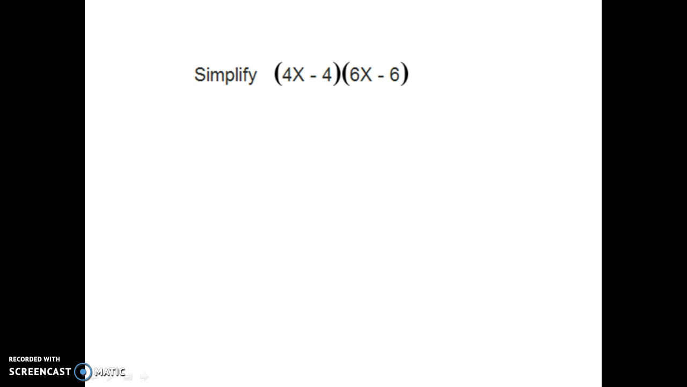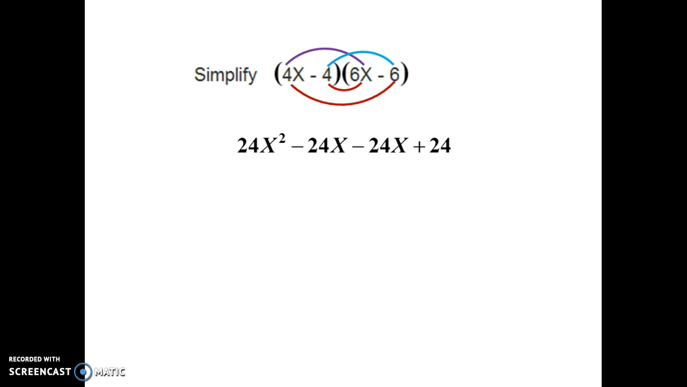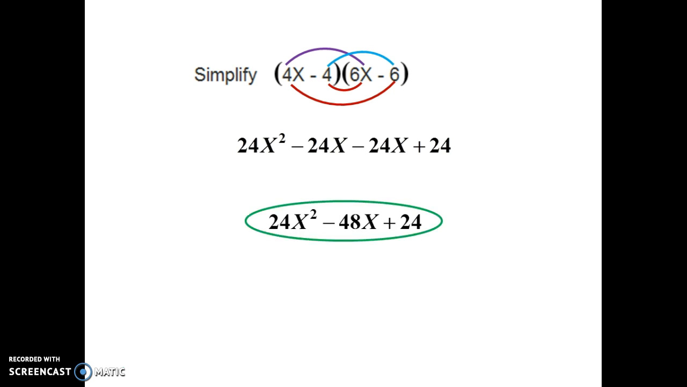Let's take a look here at the quantity 4x minus 4 times the quantity 6x minus 6. So again, we will multiply our like terms. 4x times 6x is 24x squared. Negative 4 times negative 6 is a positive 24. And then we can multiply our unlike terms. So 4x times negative 6 is negative 24x, and negative 4 times 6x is also negative 24x. So here we can simplify this to 24x squared minus 48x plus 24.